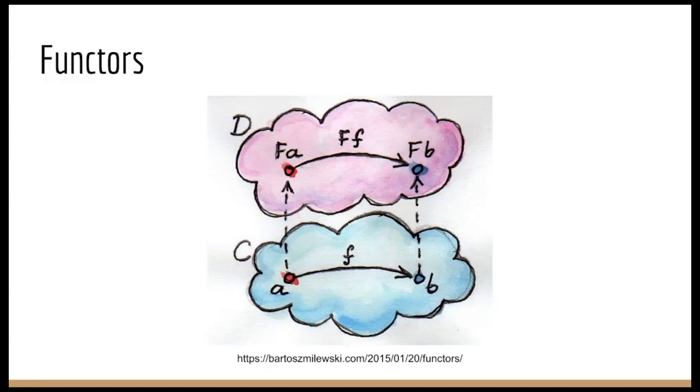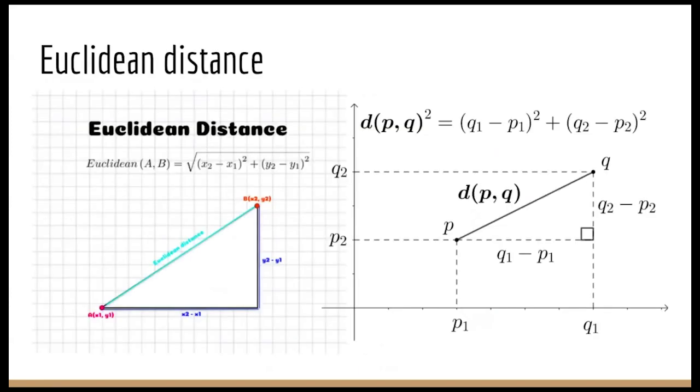And this is how we model the world. And for example, we can use this to do all sorts of interesting transformations, like when we need to compare Euclidean distances.